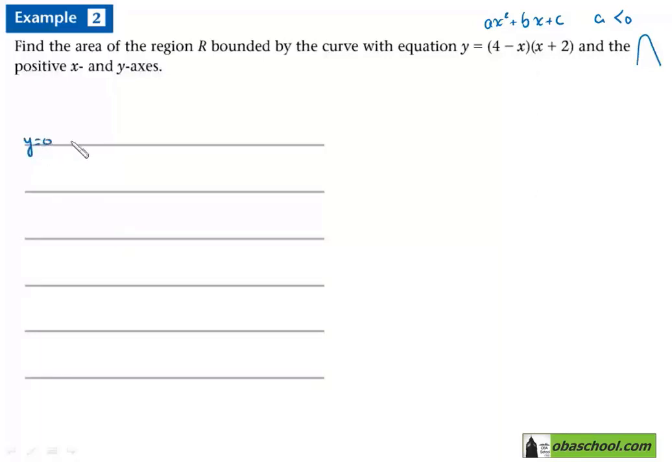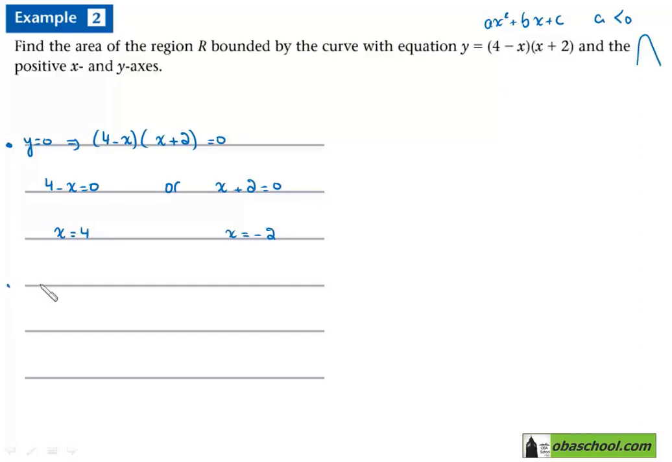Y equals 0. That means this function is equal to 0. (4 minus x) times (x plus 2) equals 0. 4 minus x equals 0, or x plus 2 equals 0. So x is either 4 or minus 2. These are the first 2 points that we found in order to sketch the parabola.